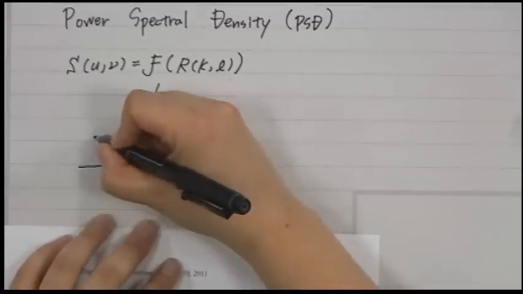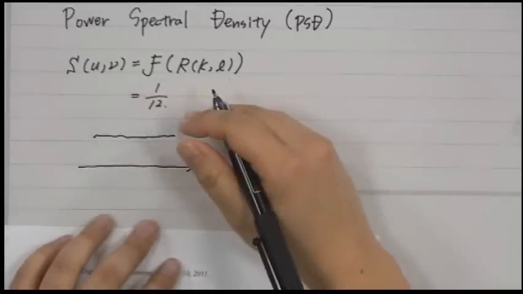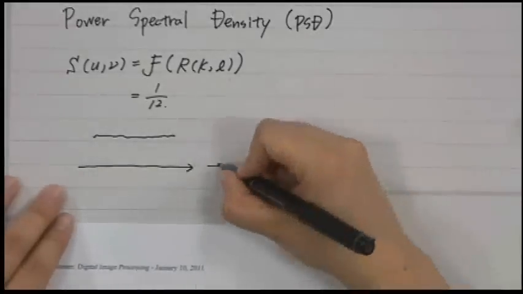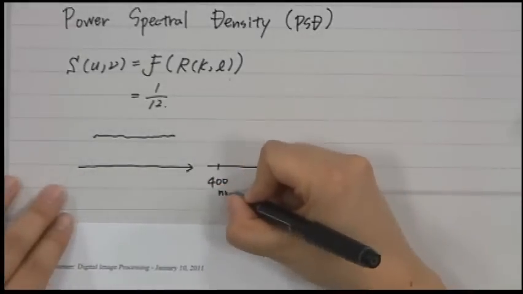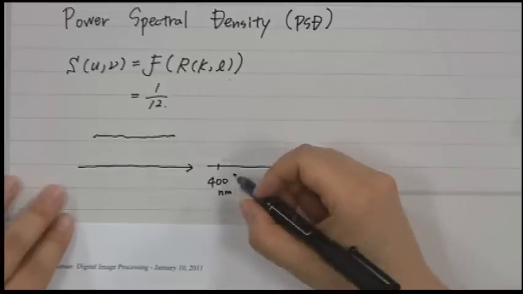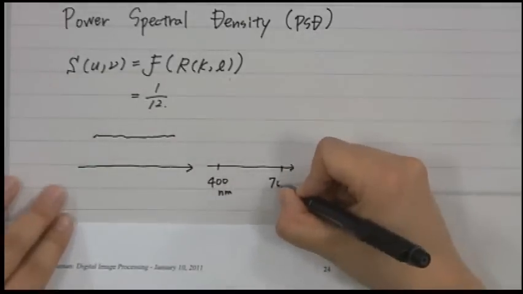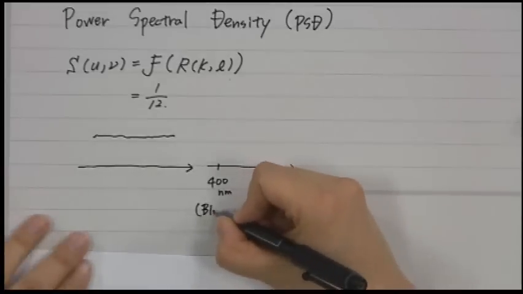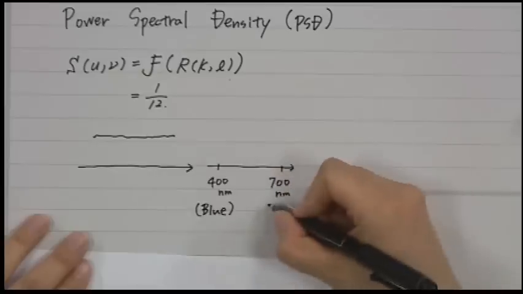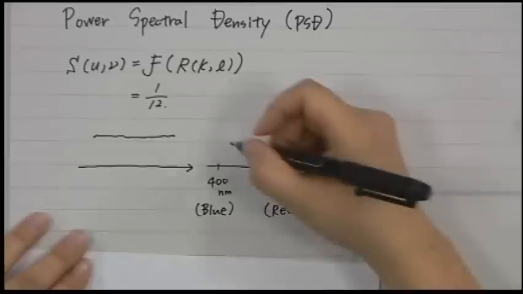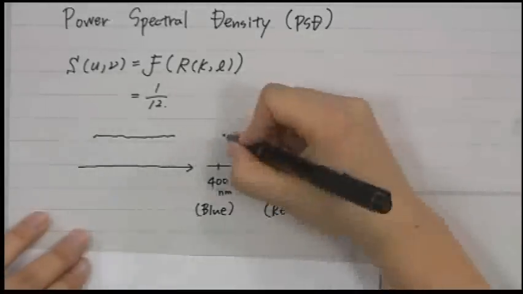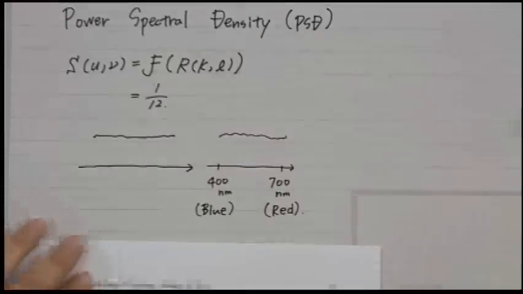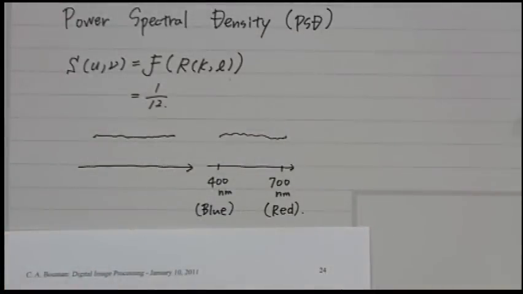So the shape is very similar to the white color. For example, white color, like visible light, is between 400 nanometers and 700 nanometers. This is more the blue color, and this is the red color. White color contains all of the frequency components. So the shape is very similar. That's the reason why it's called white noise.